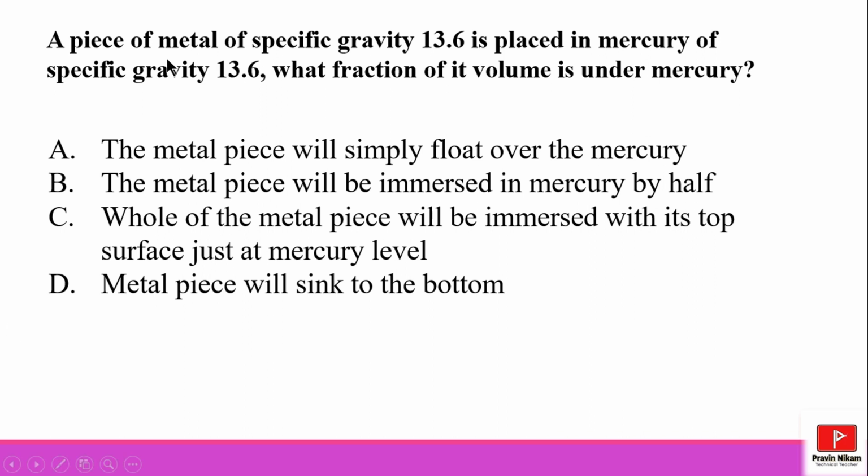So the options: the metal piece will simply float over the mercury. No, this option is wrong. B, the metal piece will be immersed in mercury by half. No, because the density of both is same, so it is not immersed by half. Whole of the metal piece will be immersed with its top surface just at the mercury level. So this option is the correct option.